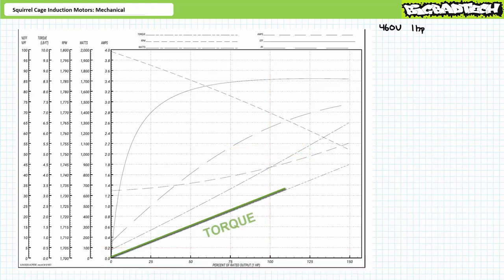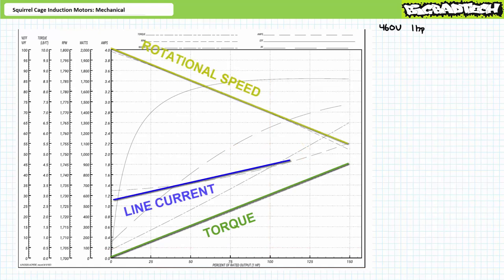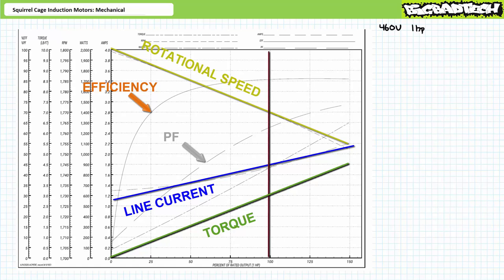The datasheet plots torque using a dashed line, RPM using another type of dashed line, current using another type of dashed line, efficiency in a solid line, and power factor using another type of dashed line. Again, we haven't explored electrical properties yet. However, realize every piece of data on the motor nameplate is specified at 100% of rated power output, or 1 horsepower. I know there's a lot of dashes dashing all over the place, but the intersection of each dashed line with a vertical 1 horsepower line is most likely what is specified in the motor nameplate.